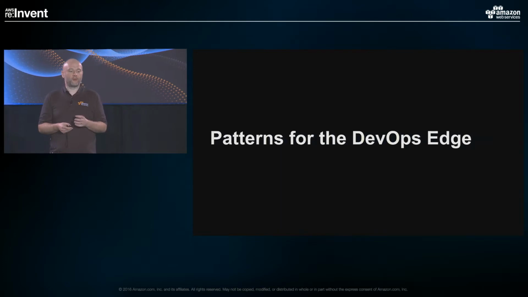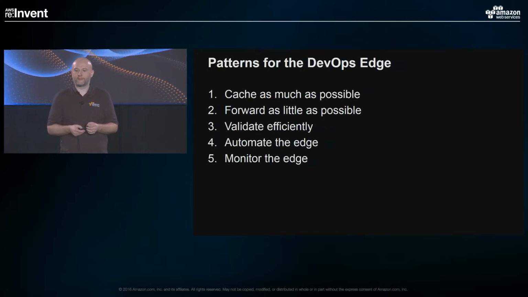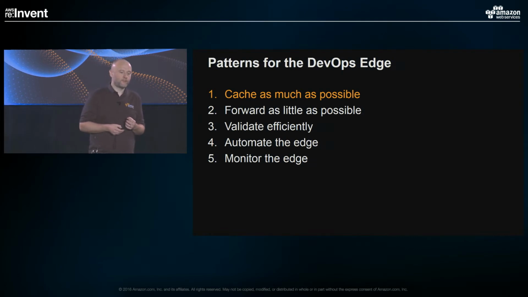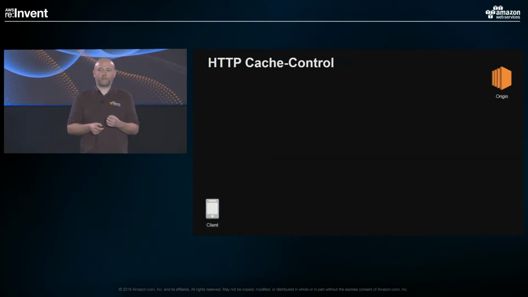So we're going to talk about the patterns for the DevOps edge. These are 5 that I've defined, and we'll work through each one. The first one is to cache as much as possible. So I'm going to talk about HTTP cache control.